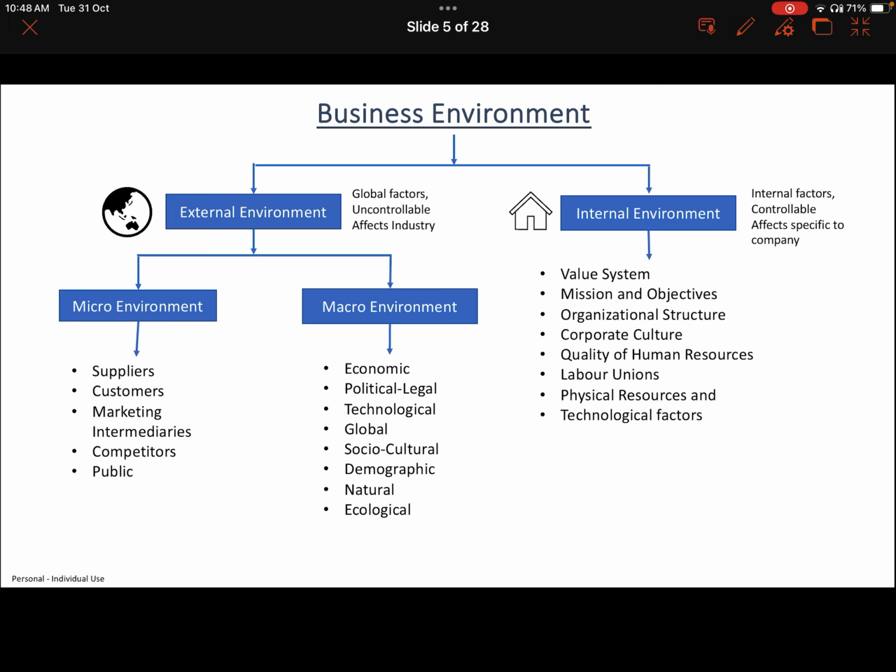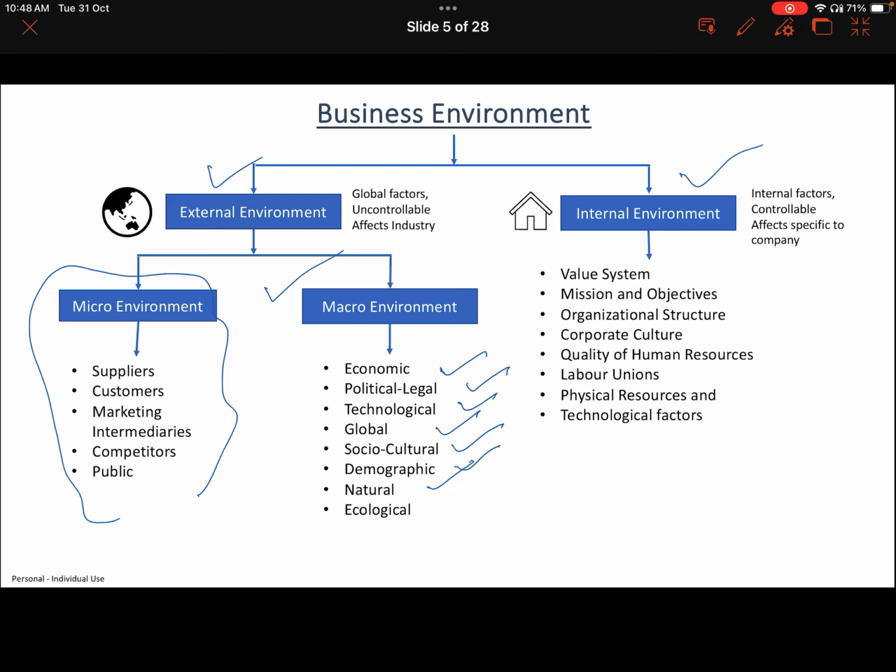So far we have discussed the business environment, and we know there are two types of business environment, external environment and internal environment. In the earlier video, we discussed micro environment factors, and today's discussion is more focused on macro environmental factors: economic, political, legal, technological, global, socio-cultural, demographic, natural, and ecological factors. All these will be discussed in today's video.